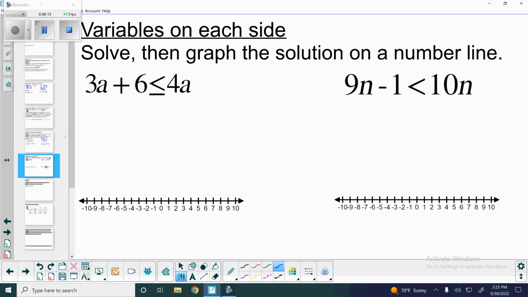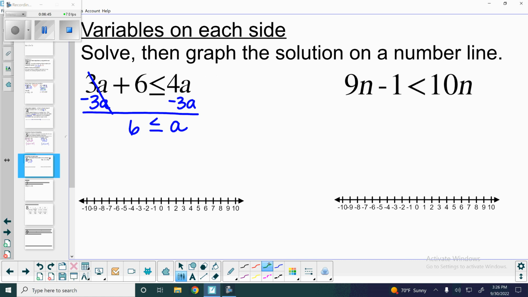Now, you might also run into situations where you have variables on each side. We're going to solve these just like we did whenever we had variables on both sides for equations. We want them to be on the same side so then we can solve, and then we're actually going to practice graphing. So 3a plus 6 is less than or equal to 4a. I'm going to subtract 3a because that's the smaller one of the two, and also because I want a on an opposite side. So 3a minus 3a is gone. I'm still left with a positive 6, and then 4a minus 3a is a.